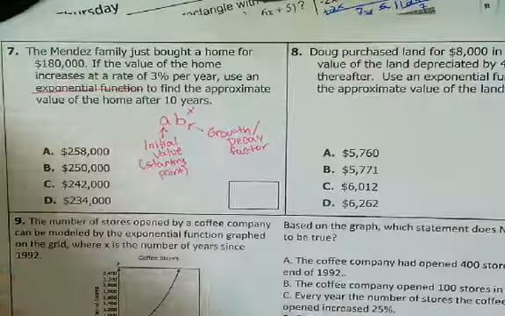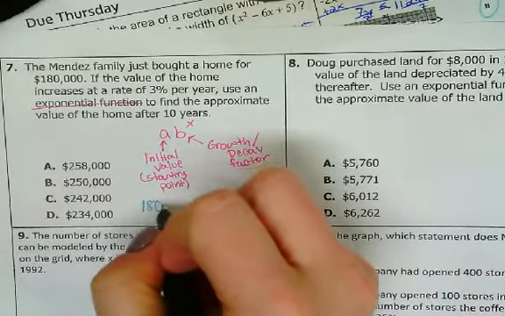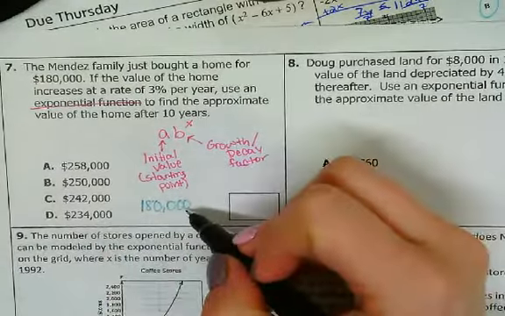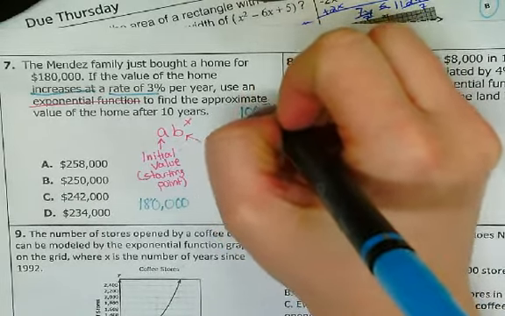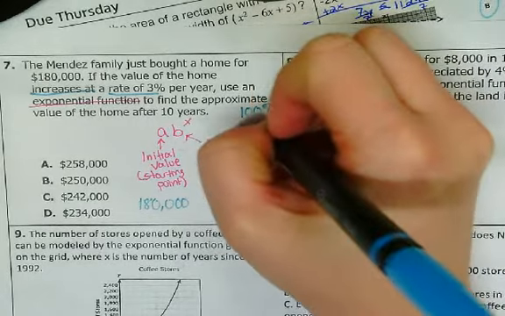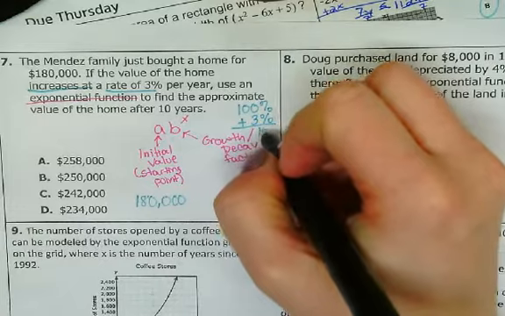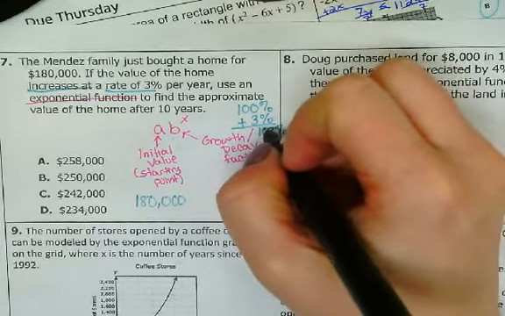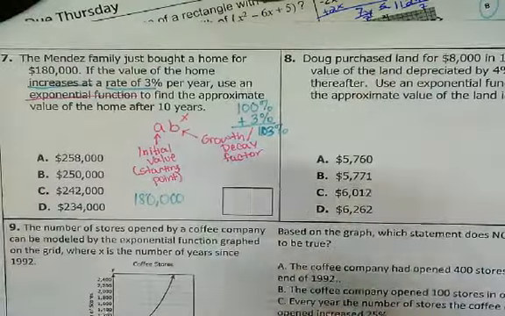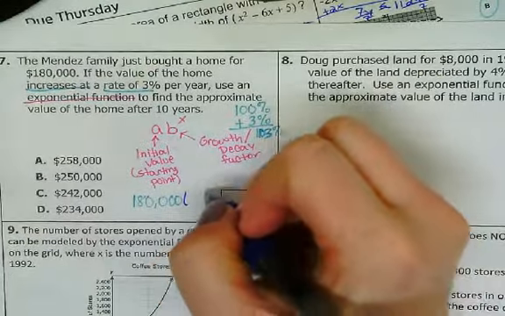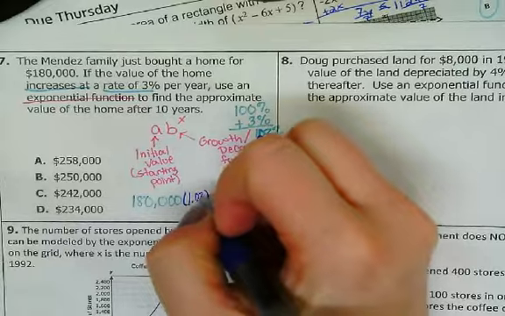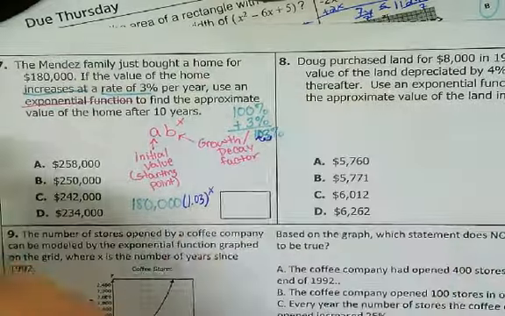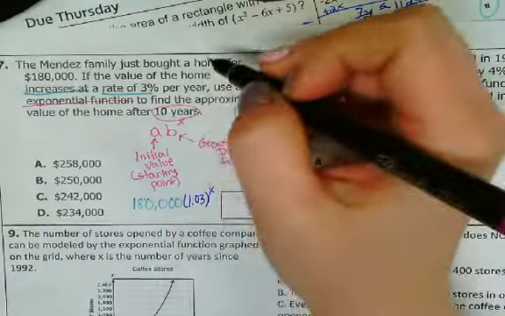So, if we buy a home for $180,000, that would be worth $180,000 at the start of owning the home. If it increases at a rate of 3%, well, initially we had 100% of our value. It's going to increase by 3%, and so we will end up with 103% worth of our value. If you change that to a decimal, because you want to do that before you plug it into B, take your decimal, move it 2 places to the left, and you end up with 1.03 to the x.